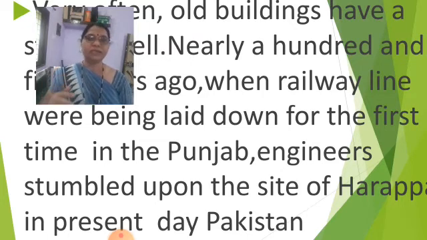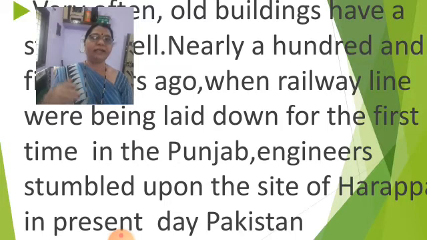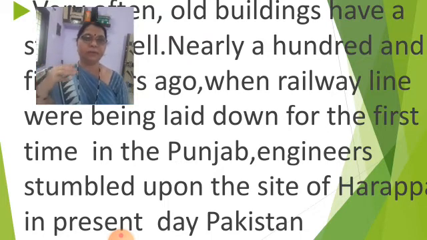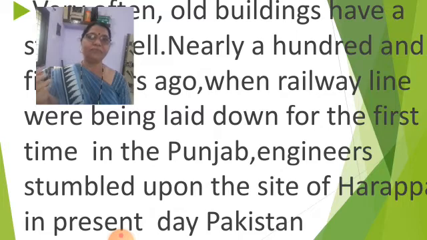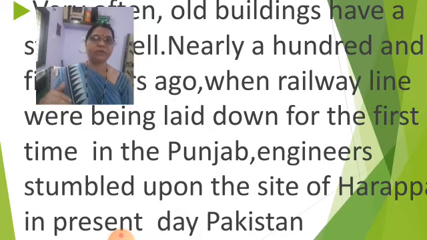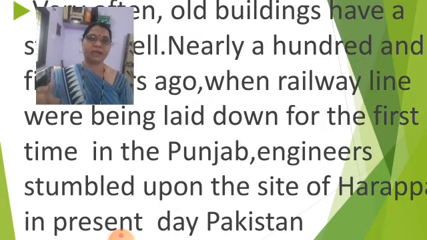Now the engineers wanted to build the railway line, and the engineers and the laborers went to lay it down for the first time. Then what happened? They stumbled upon something. What is meant by stumble upon? It means that when they were going, something came in their feet and they saw it. In Marathi, stumble upon is thech lagne. They stumbled upon the site of Harappa in present-day Pakistan.